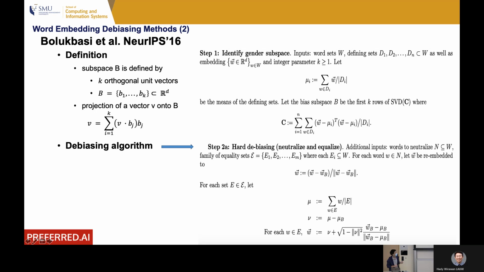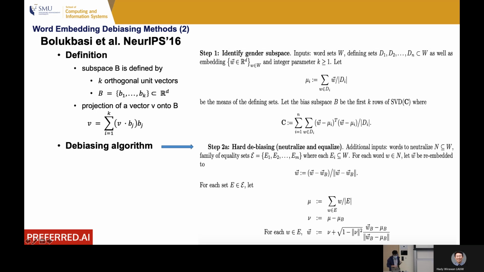So using the gender bias subspace B here, they do two things to debias the gender bias in the word embedding. The first is hard debiasing. In hard debiasing, there are two steps. The first is neutralize, and the second is equalize. The neutralize.